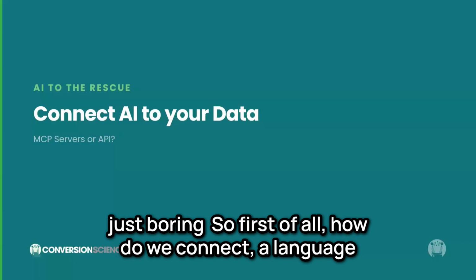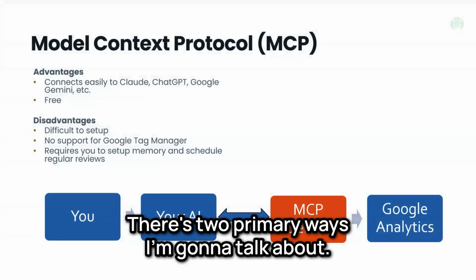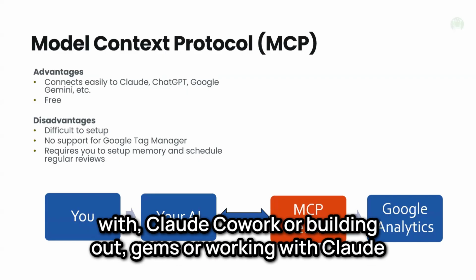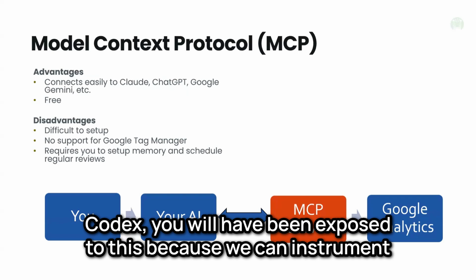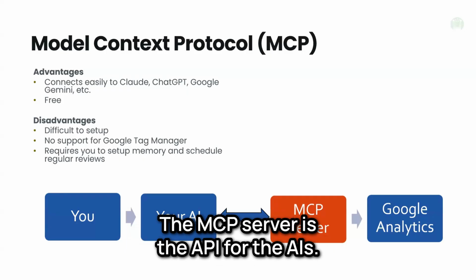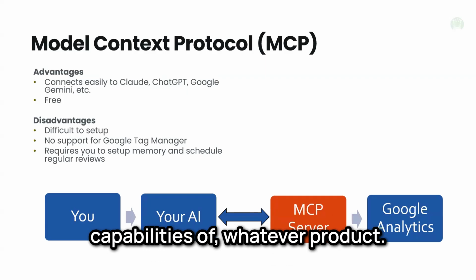So first of all, how do we connect a language model to our analytics? There's 2 primary ways I'm going to talk about. Number one is using Model Context Protocol. If any of you have been working with Claude Cowork or building out gems or working with Claude Code, you will have been exposed to this because we can instrument almost anything with these MCPs. It's you talking to your language model. The MCP server is the API for the AIs. And so once they connect to the MCP server, they gain all the capabilities of whatever product.